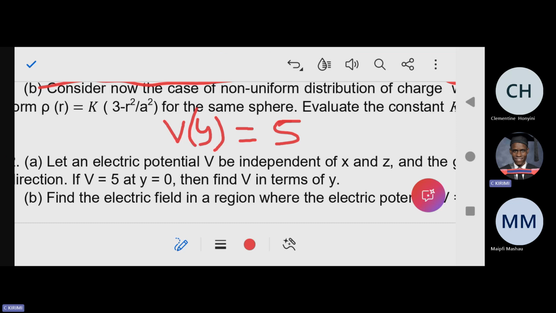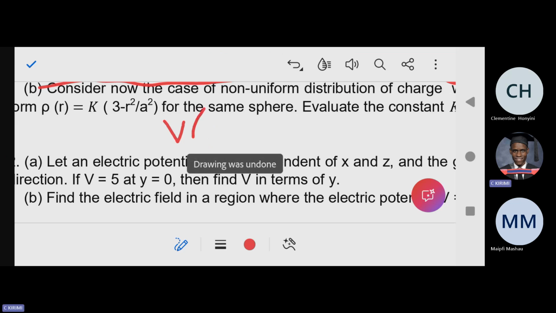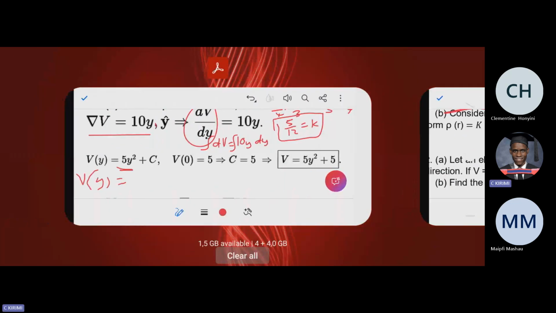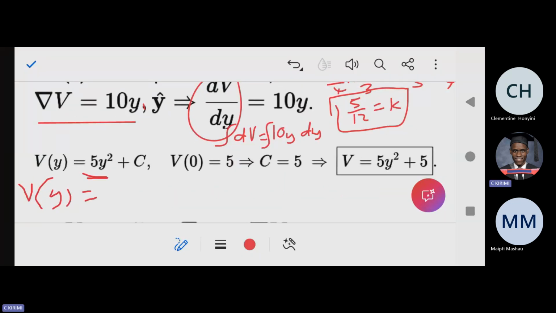So if y is 0, sorry, V of 0, what will be the value? V of 0, we have been told that when the electric potential is at 0, the value there is 5. So you substitute that initial condition into your differential equation. V of 0 is equal to 5.